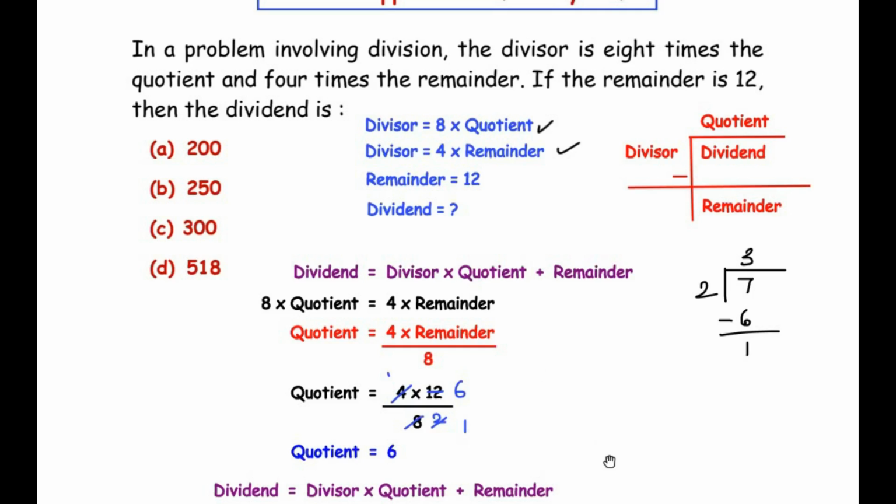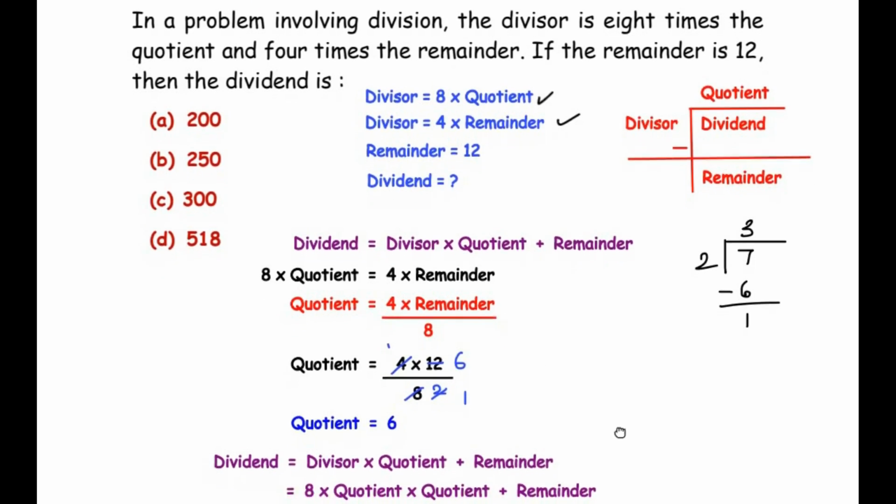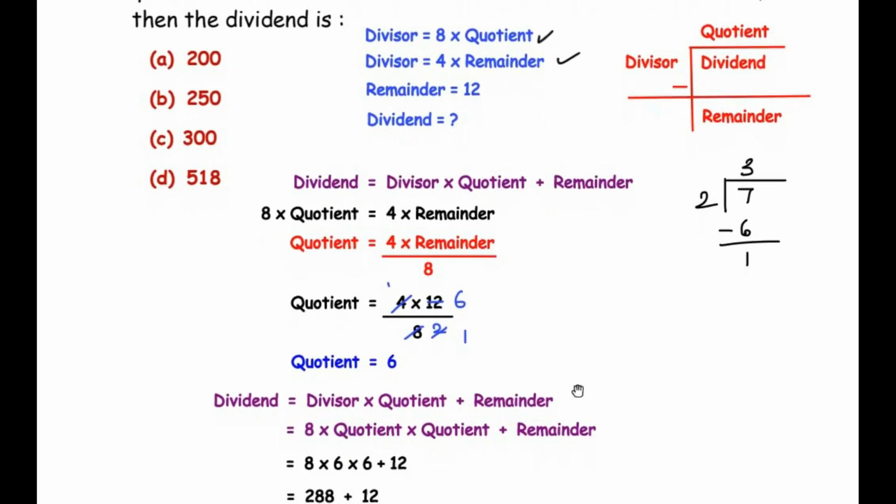So taking this same formula over here, that is dividend equal to divisor times quotient plus remainder. Now in place of divisor I have taken 8 times quotient because just now we got the value of quotient over here. You could have taken 4 times remainder as well in the place of divisor, since we have the value of remainder as well. So here anyways we have taken 8 times quotient plus remainder.